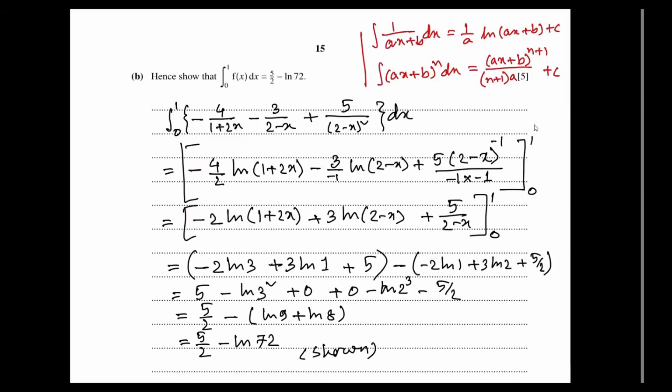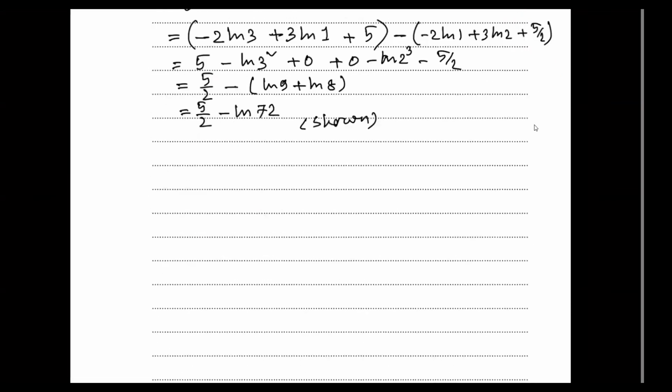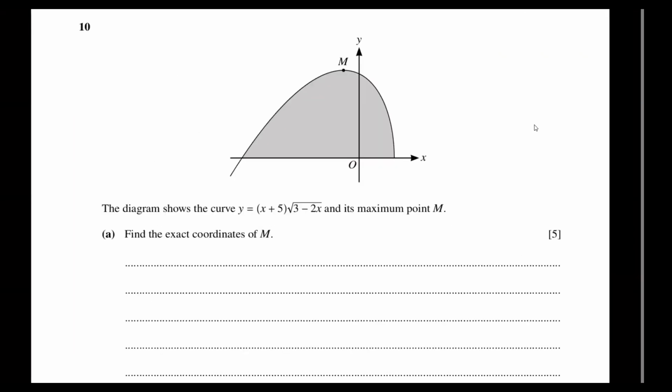Okay guys, let's move on to the next question. That's the end of this. And the diagram shows the curve, and its maximum point is M. Find the exact coordinates of M. So, since it's the maximum point, it's a stationary point, so dy by dx is 0. First find dy by dx. To find dy by dx, we need to rewrite the equation in index form.